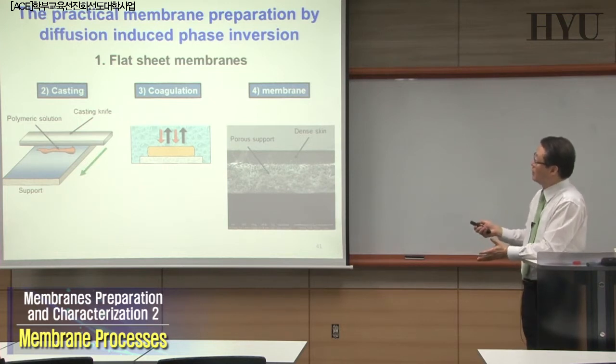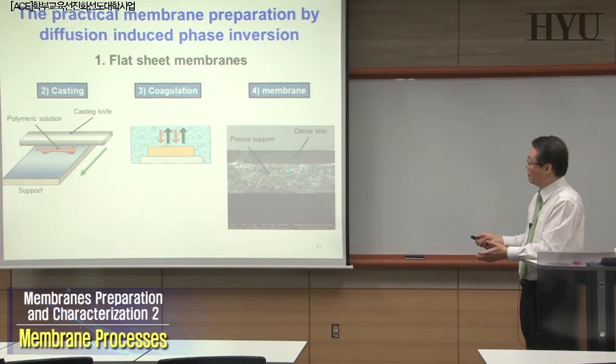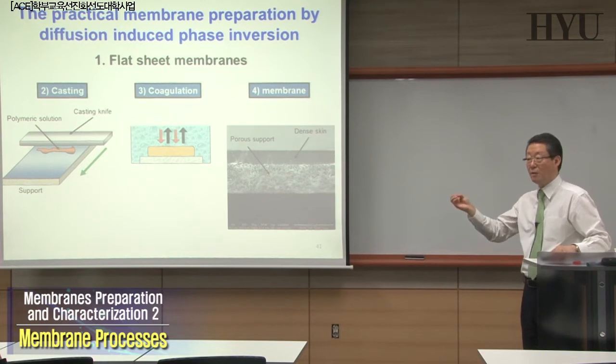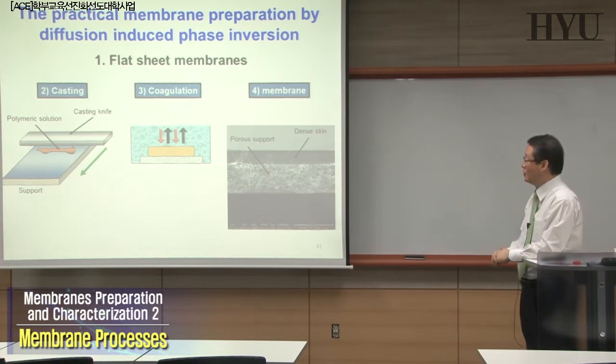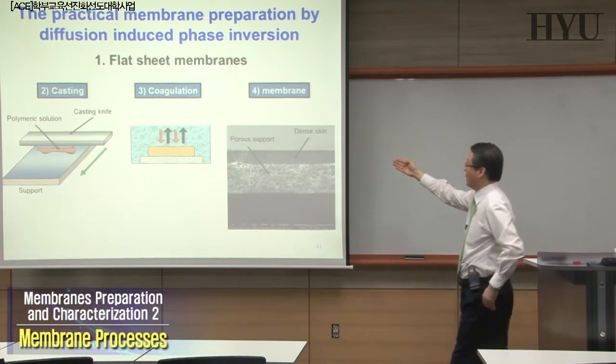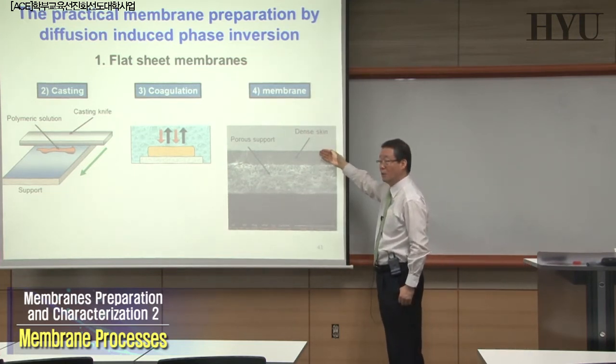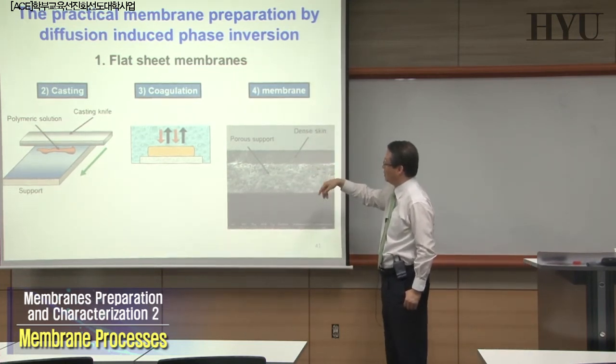Now, if you want to make a non-porous membrane on the top and a porous membrane on the bottom, this is what we call the integrally asymmetric membrane. What you will do is first cast the membrane and evaporate the solvent for some time, and the time for evaporation will determine the thickness of the dense layer on the top.